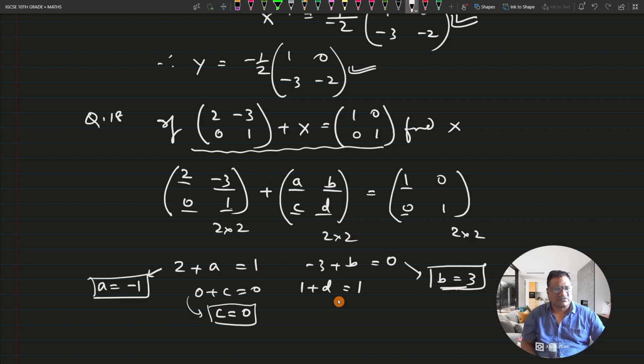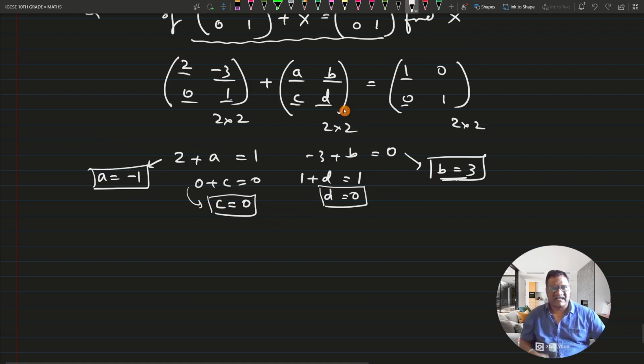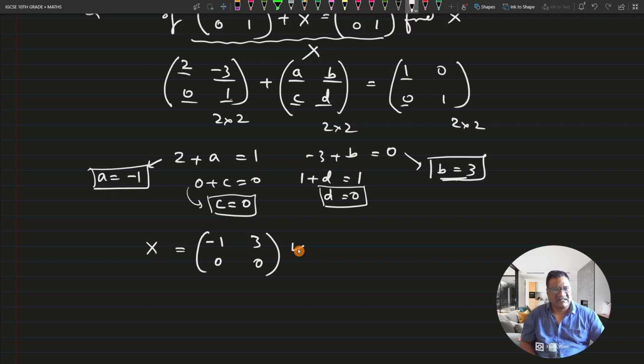And from here D I will get 1 minus 1, 0. Okay, so I got all the elements of this X. So this X, which was A, B, C, D, that I'm getting now as X is equal to, I'll just put in the value of A, B, C, D. So A is minus 1, B is 3, C is 0, and D is also 0. So this is the answer for this X.